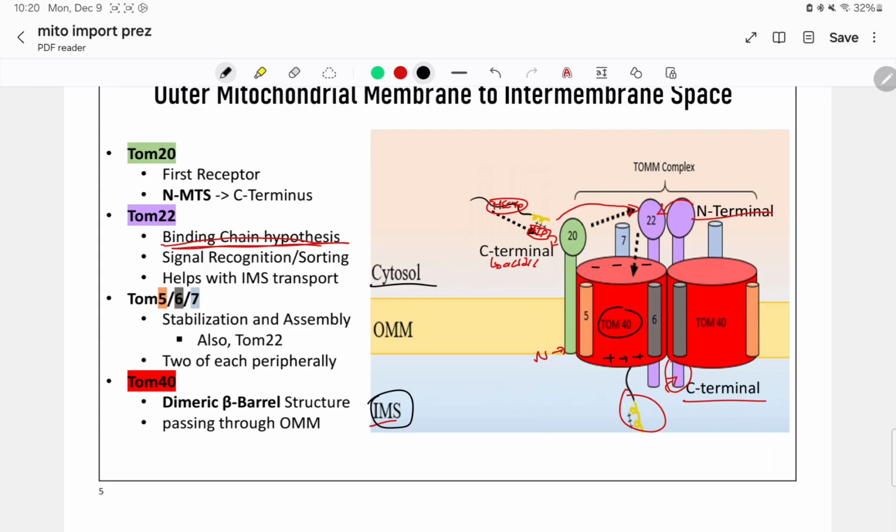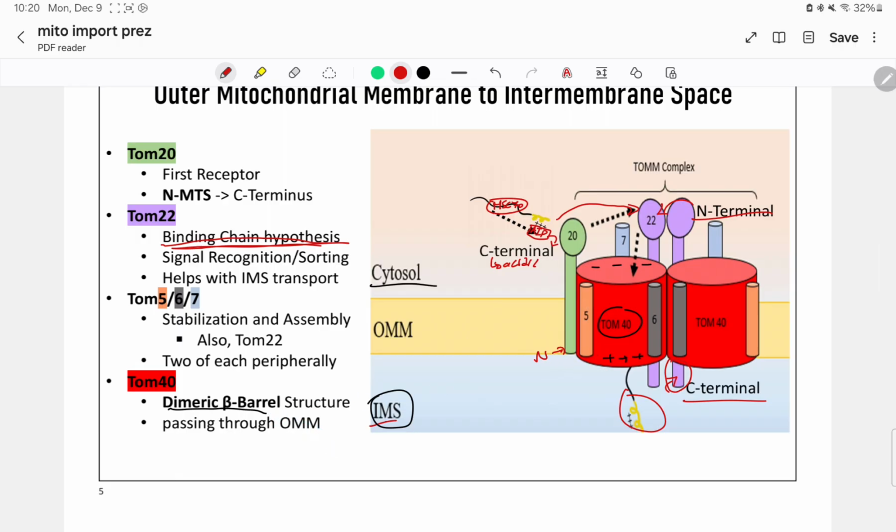Okay, so now just a couple of structural things about these. TOM40 is known as a dimeric beta barrel. What does that mean? A dimer is when two proteins are attached together covalently, okay? So these are dimeric proteins. One dimer here and another dimer here, okay? Great. Now, something else you have to know is that it has a beta barrel shape. A beta barrel just literally refers to the fact that the protein is shaped like a barrel, okay?